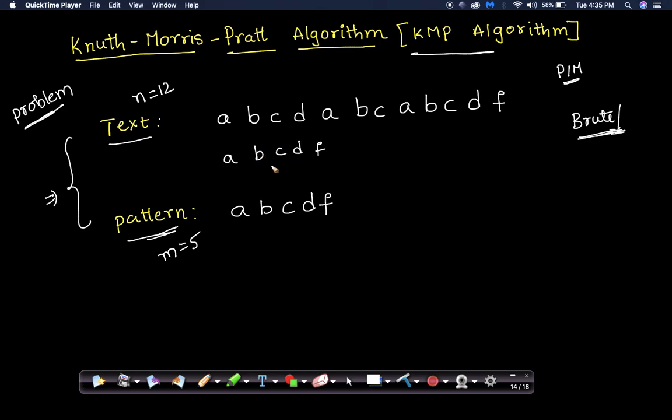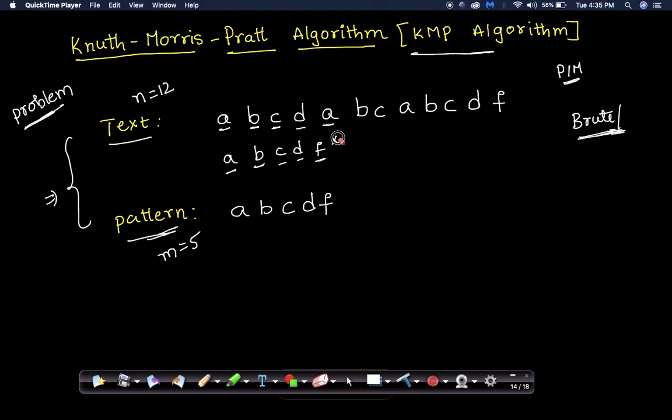I'm going to take this pattern and start from the starting index of the string, that is the given text. Now I'm going to compare the starting characters of these two: A with A, yes it's matched. Then I go to the next character, B with B, yes it's matched. Next C and C, yes it's matched. Then D and D, yes it's matched. Then the last character, A and F, we got a mismatch here.